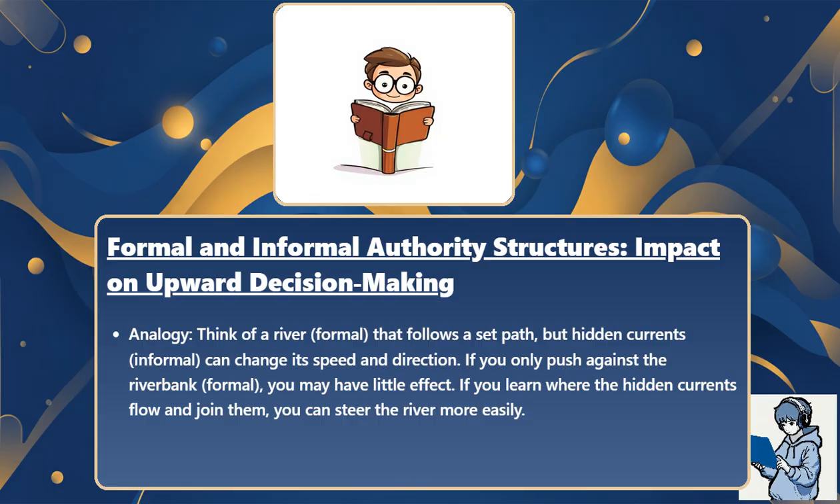Analogy: think of a river. Formal authority follows a set path, but hidden currents, informal authority, can change its speed and direction. If you only push against the riverbank, formal, you may have little effect. If you learn where the hidden currents flow and join them, you can steer the river more easily.